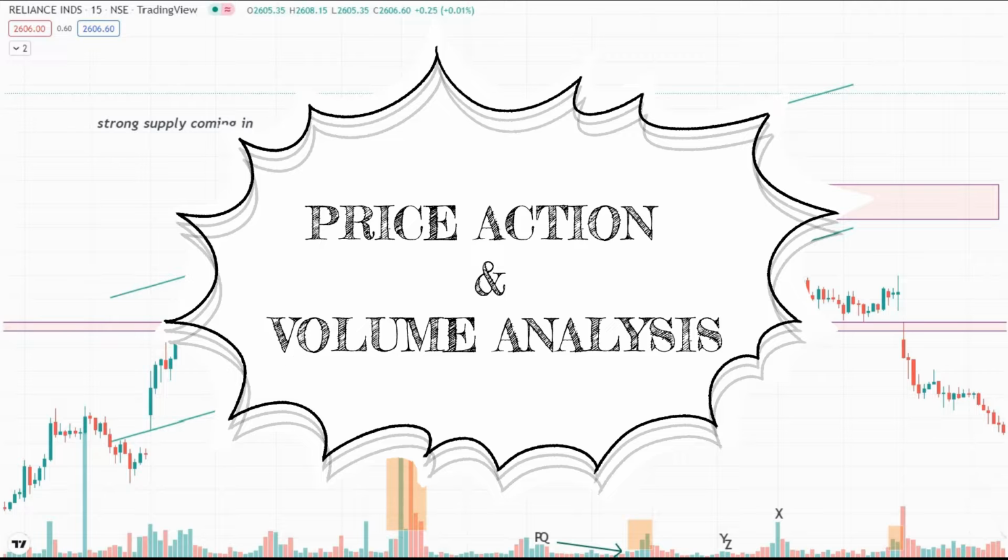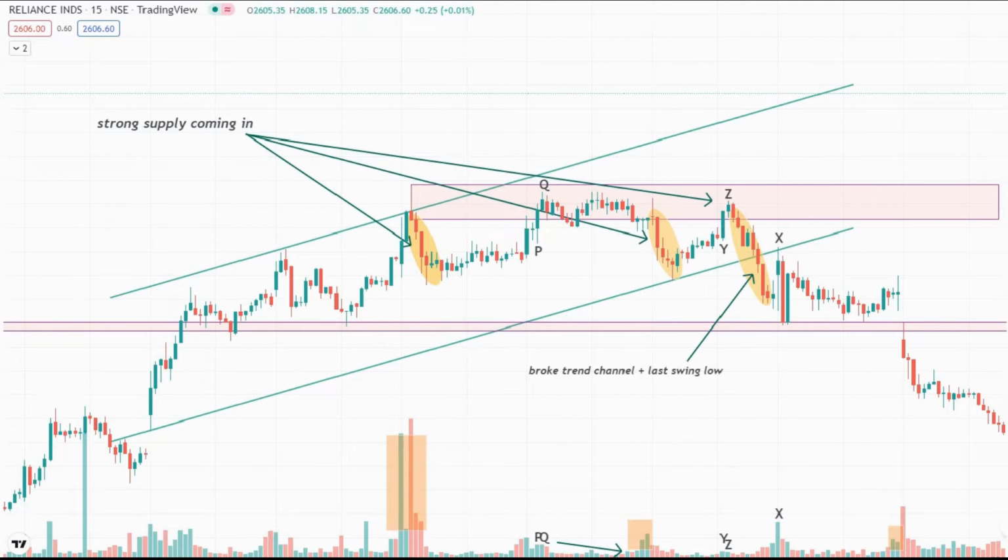So today is part 3 of the price action and volume analysis series. Today we'll analyze the Reliance Industries chart on the 15 minutes time frame. First of all, we will analyze the price behavior in accordance with the volume, and then we'll add the market structure and look for potential low risk, high reward trade setups in conjunction with volume.